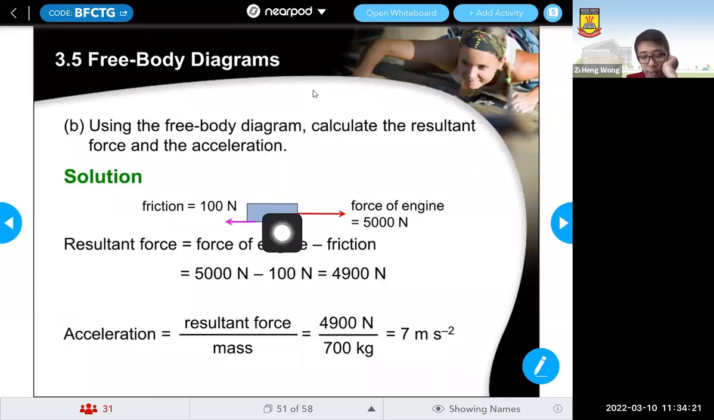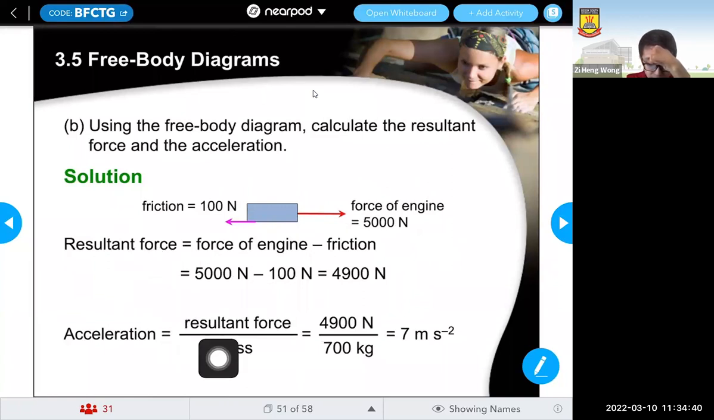Usually the weight and the normal reaction force will balance out each other, so you don't need to account for them. But the forward force is 5,000 newtons, the friction force is 100 newtons. So how do you find the resultant force? You take 5,000 minus 100, you get 4,900 newtons. So this is the resultant force.